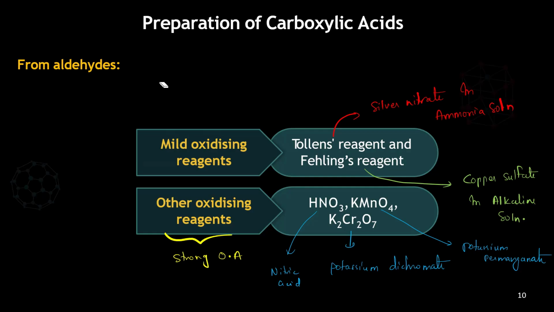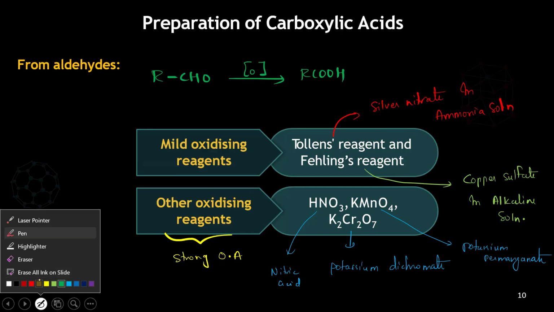Okay. So see here, for suppose let's take an example. RCHO, you will be doing the oxidation and it will be converted into RCOOH. This is how the conversion happens. So whatever aldehydes are there, they will be oxidized into carboxylic acids. You can take any reagents here. You can use mild oxidizing reagents or strong oxidizing agents for converting into carboxylic acids.